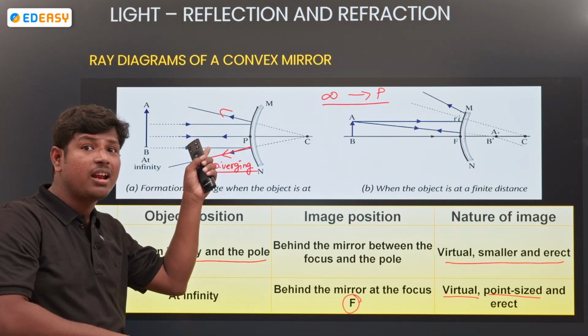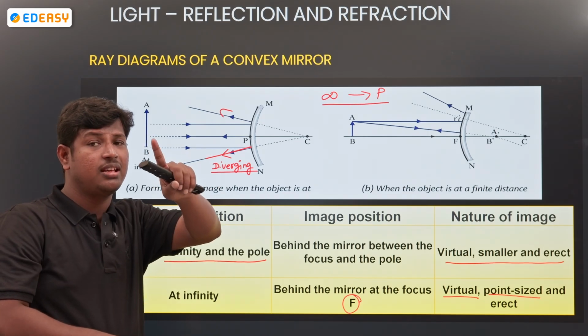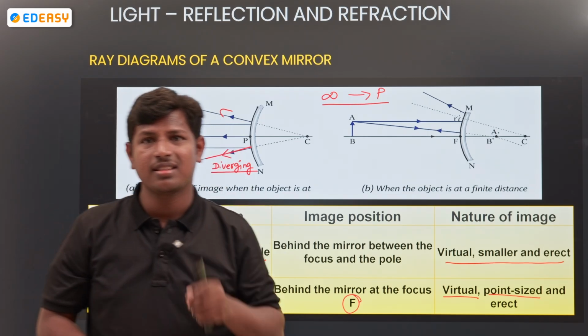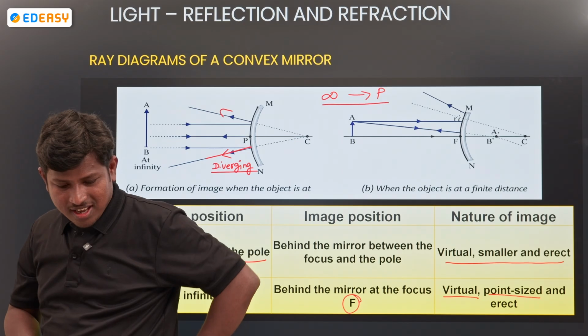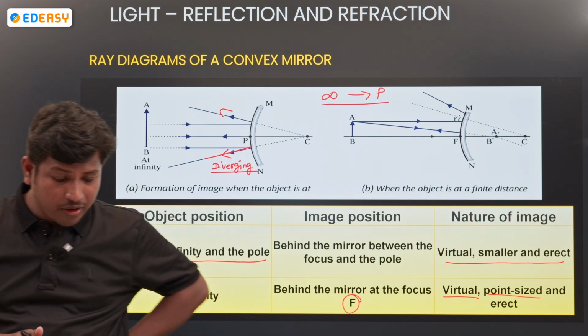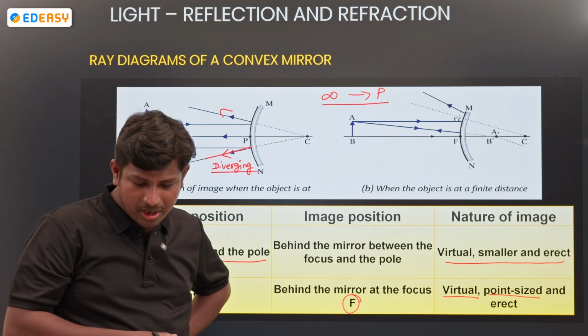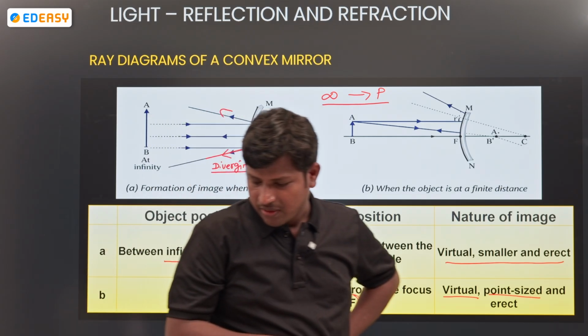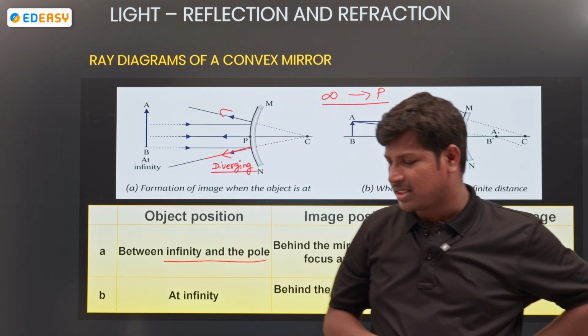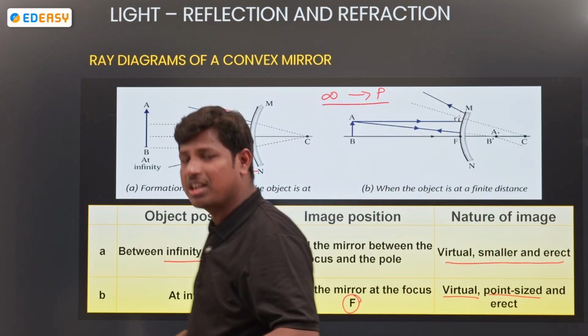In a concave mirror, only one case forms a virtual image. What is that case? Anybody from the comment section? At what case does the concave mirror form the virtual image? Very good student, very good. Yes, what is that? Where is the position? The object is between P and F.